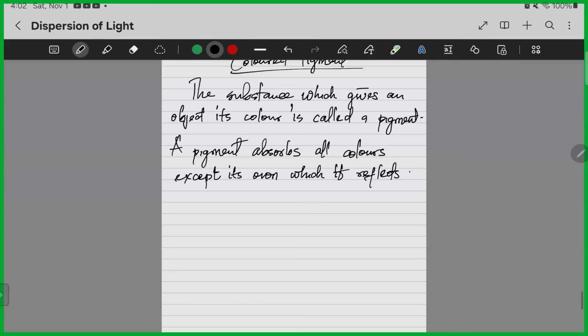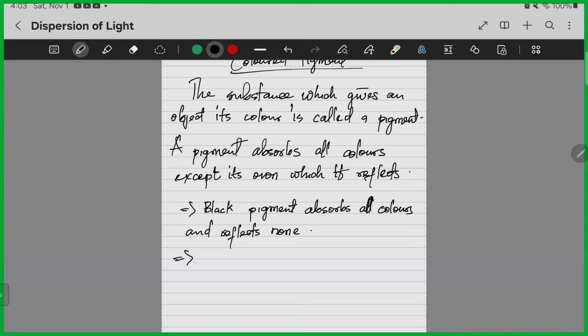We said something similar to this before. Black pigment: when you talk about black, absorption occurs, it absorbs all colors. So black absorbs all colors and reflects none. No reflection occurs for black. White pigment reflects all.